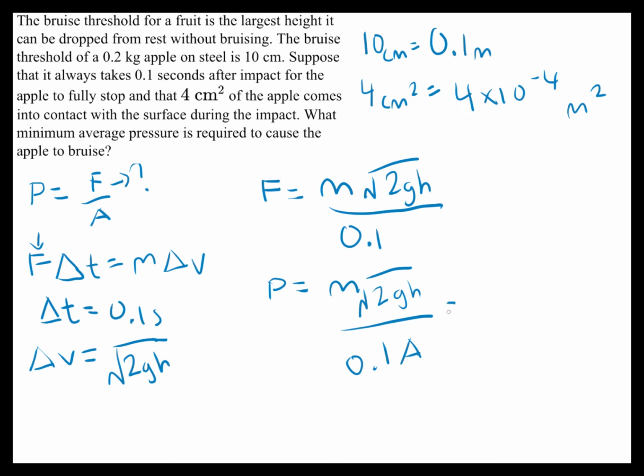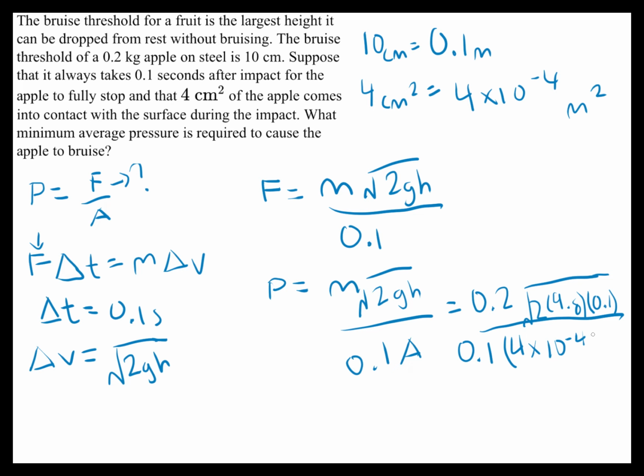So now we can just substitute everything in. The mass is 0.2 kilograms times the square root of 2 times the gravitational acceleration, which is 9.8 meters per second squared, and the height was 10 centimeters or 0.1 meters. And we're going to divide it by 0.1 times the area, which is 4 square centimeters, or 4 times 10 to the negative 4 square meters.